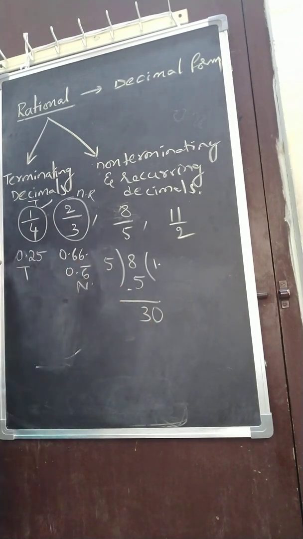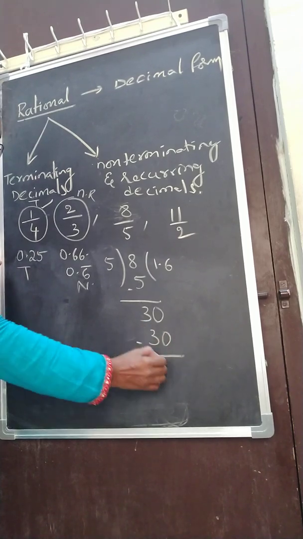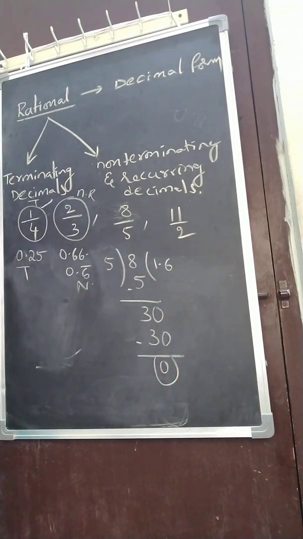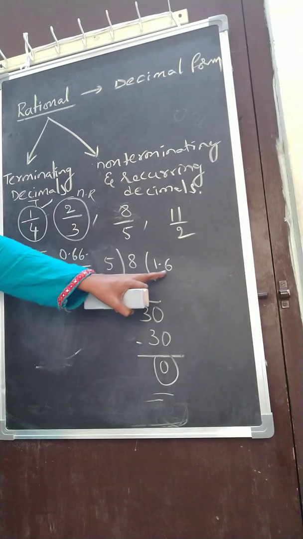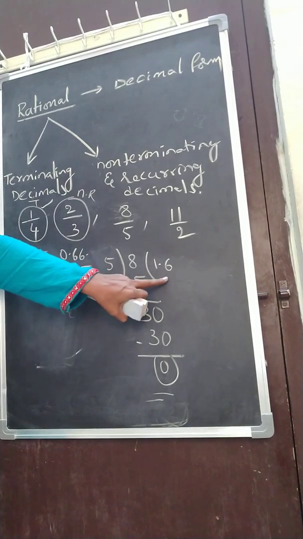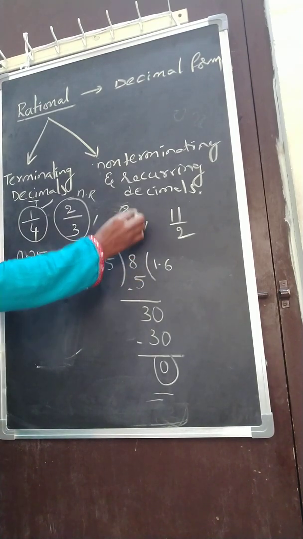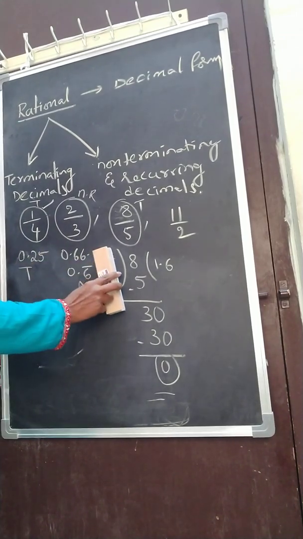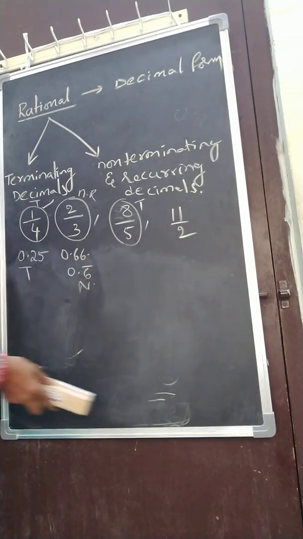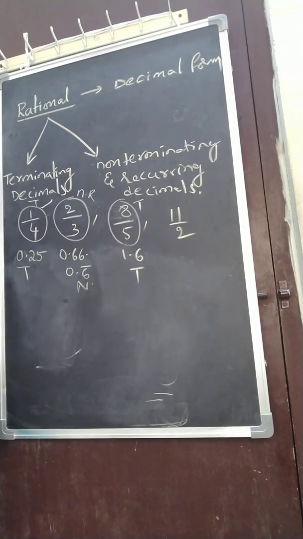Okay. So, 30 in 5 table. 5 6s 30. Remainder is 0. So, the division is completed. The remainder is 0, so the quotient does not repeat. Division is finished. So, what type of decimal is it? Terminating decimal. What is the value of 8 by 5? 1.6. Right, 1.6 and it is a terminating decimal.